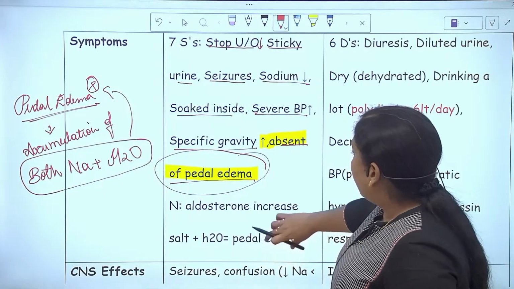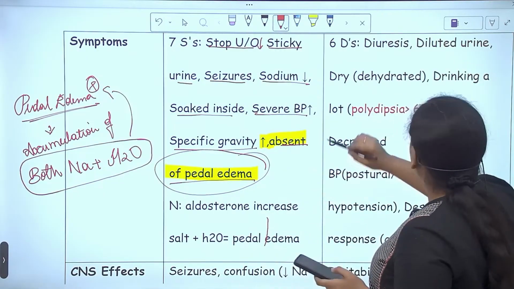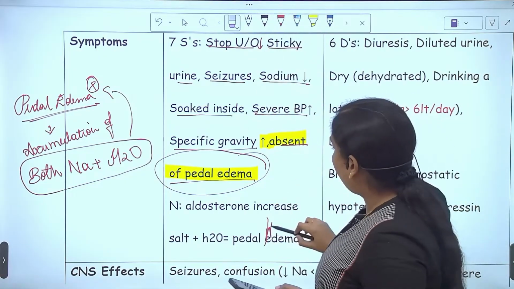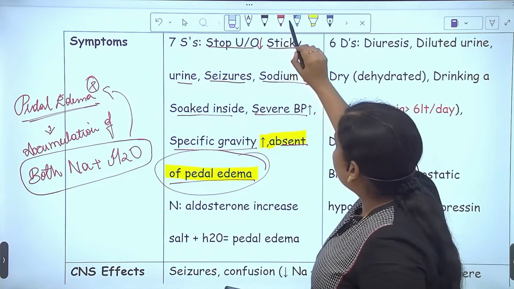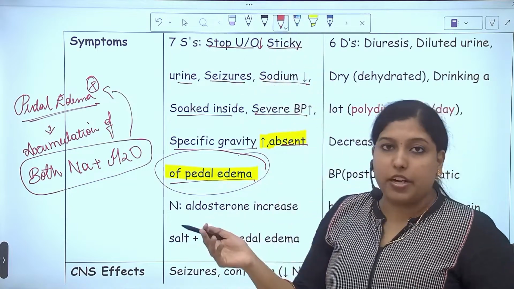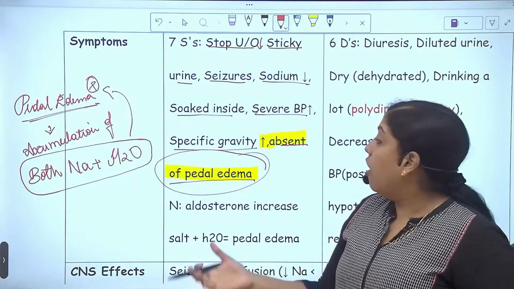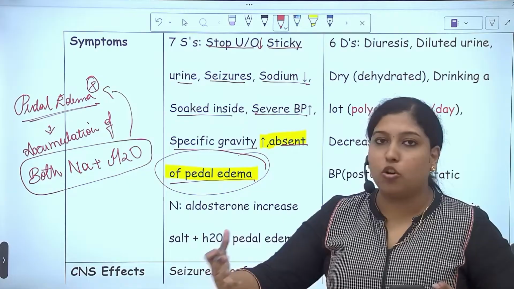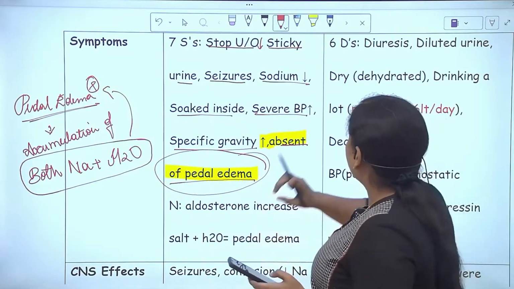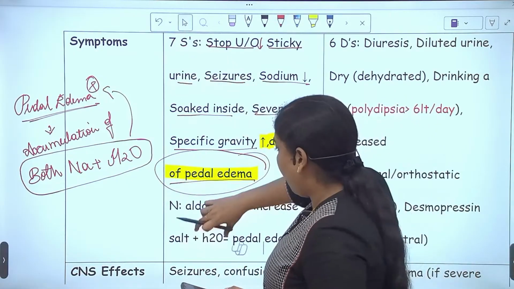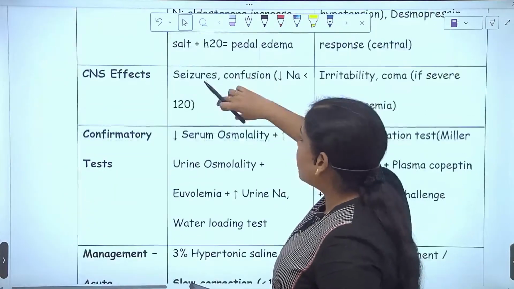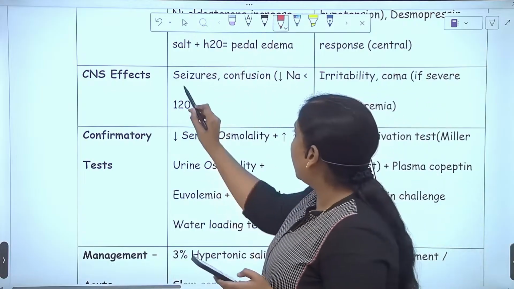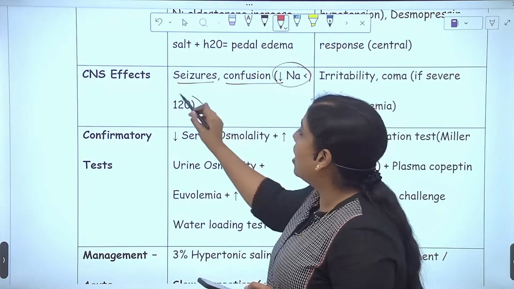And in the normal mechanism, what will happen? When sodium and water are both accumulated in the body, it is going to cause pedal edema. When only water is retained in case of SIADH, there will be no kind of edema, right? And it is also a euvolemic state, that also you have to remember. So next, what are the CNS effects? Obviously, because of the small amount of sodium, there will be seizures and confusion.